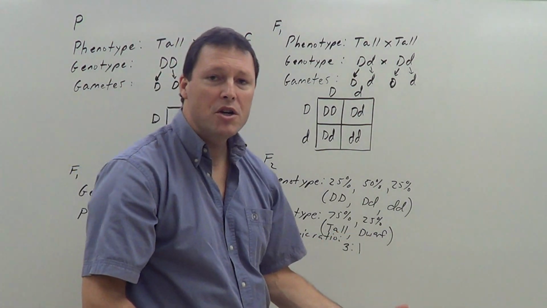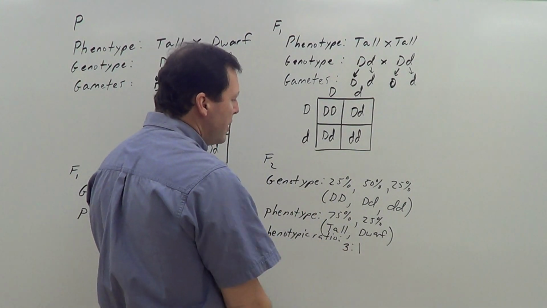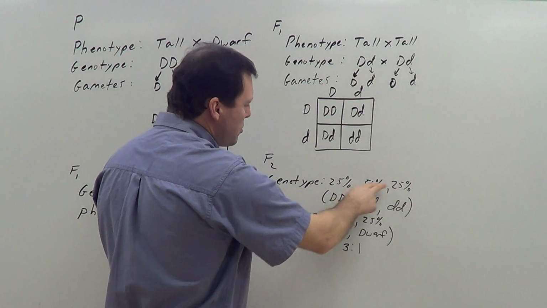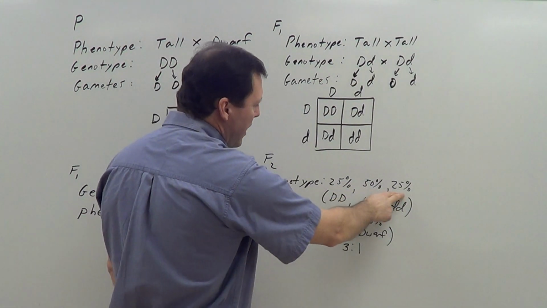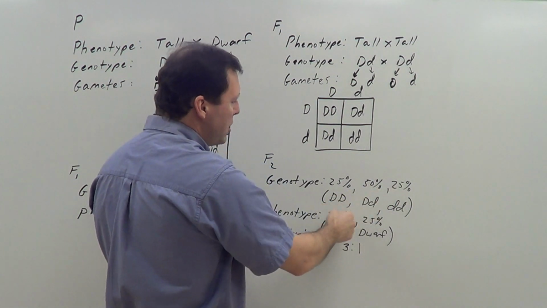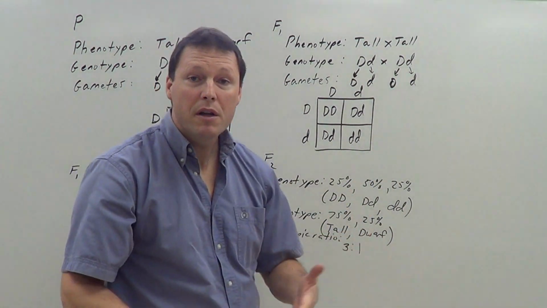That's a phenotypic ratio. And I could also do it with genotype if I wanted to. The genotypic ratio here would be what? 25% goes into 25% once, 25% goes into 50% twice, and it goes into itself once. So it'd be 1 to 2 to 1. That would be the genotypic ratio here if I wanted to do it.